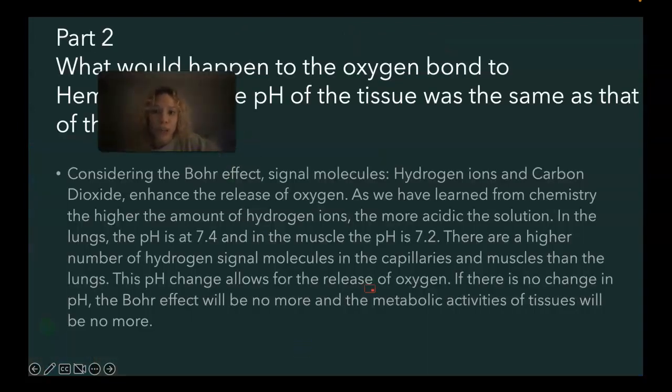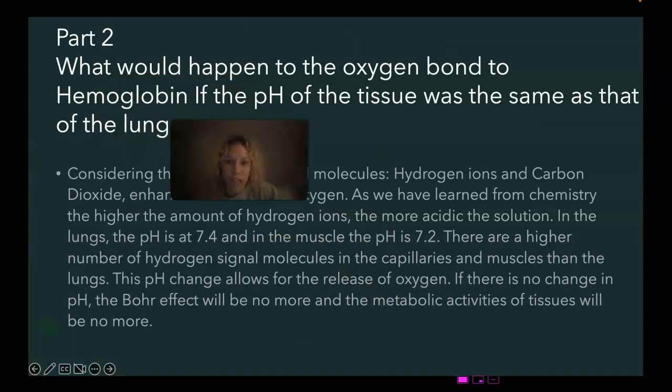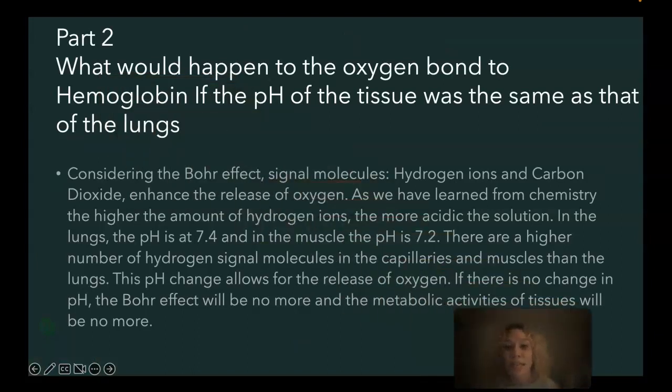So for part 2, what would happen to the oxygen bound to hemoglobin if the pH of the tissue was the same as that of the lungs? So let's go ahead and consider the Bohr effect. And with the Bohr effect, there are signal molecules, hydrogen ions and carbon dioxide. These signal molecules enhance the release of oxygen.